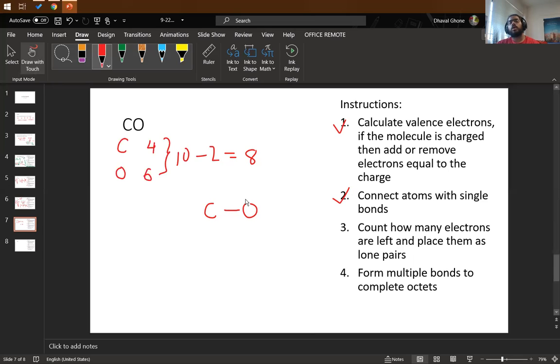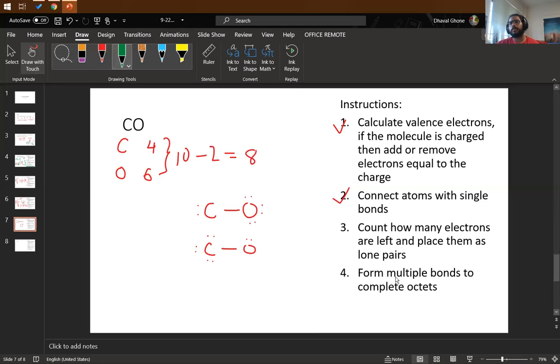This one, you could start from the carbon too. It doesn't matter. I'm going to start with the oxygen. I'm going to do 1, 2, 3, 4, 5, 6, 7, 8. You could also do it the other way. Either one's fine. They're both correctly done.